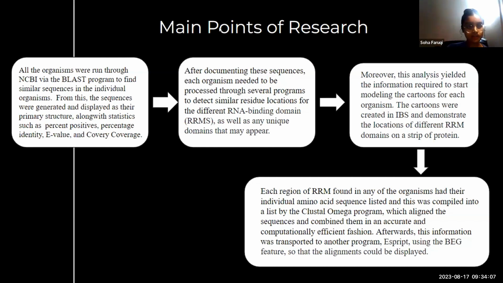Okay, sorry. So my main points of research, firstly, all of the organisms were run through NCBI via the BLAST program to find similar sequences in the individual organisms. And from this, the sequences were generated and displayed as their primary structures, along with statistics such as percent positives, percentage identity, e-value, and coverage. And then after documenting these sequences, each organism needed to be processed through several programs to detect similar residue locations for the different RNA binding domains, otherwise known as RRMs, as well as any unique domains that may appear. And you'll see an example of this later on.